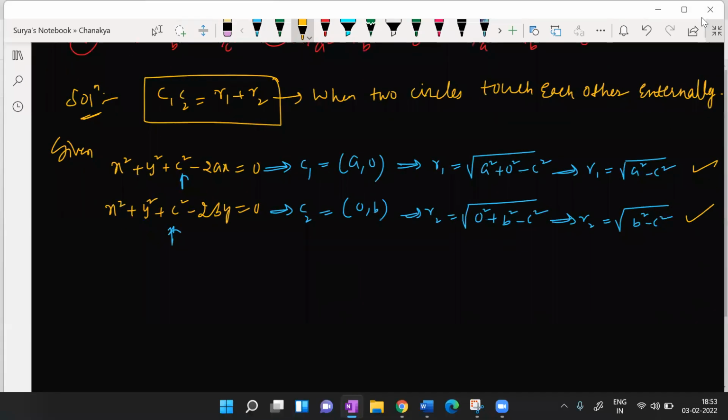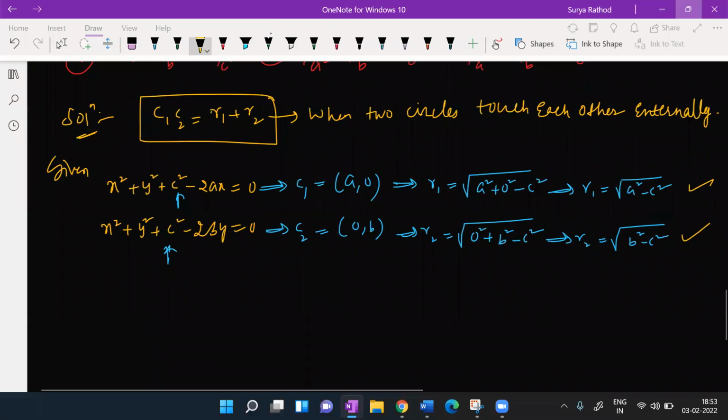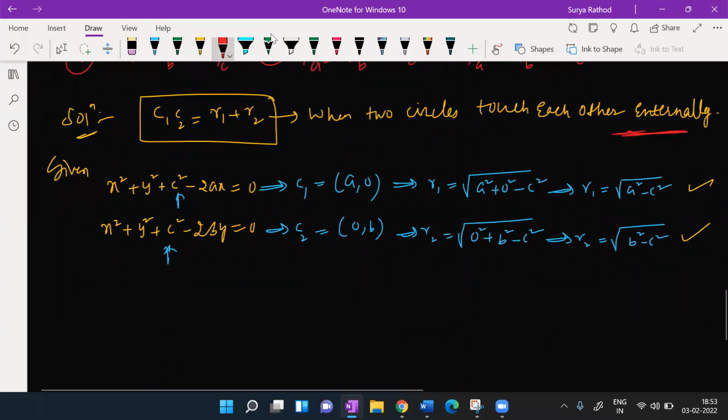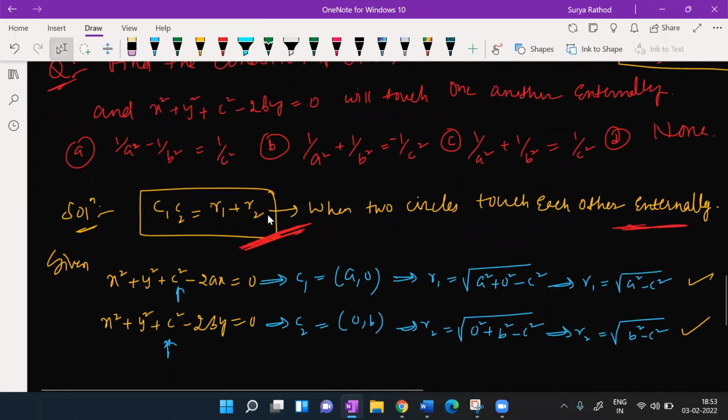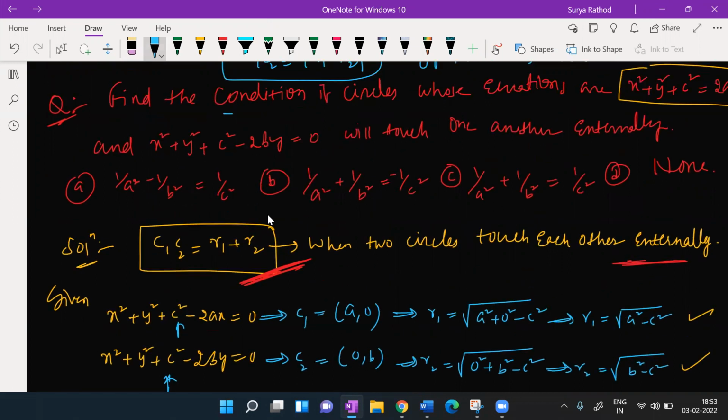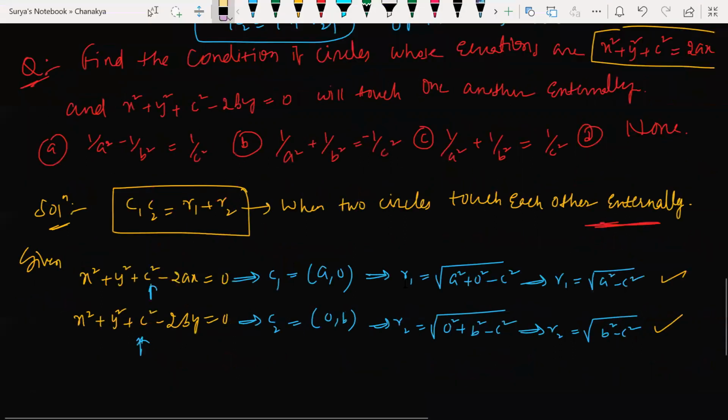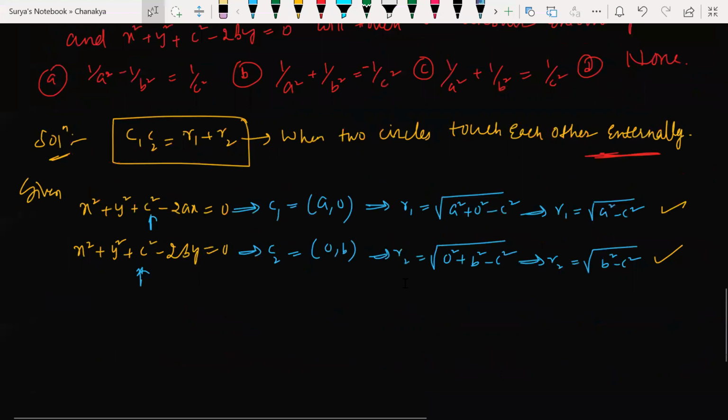Now find it out. He has given a condition that these two circles touch each other externally. So I have to use this condition to find out my answer. He is asking us to find the condition. What is the condition if these two circles touch each other externally? Make sure that you are finding out the condition from these two circles, and make it fast.